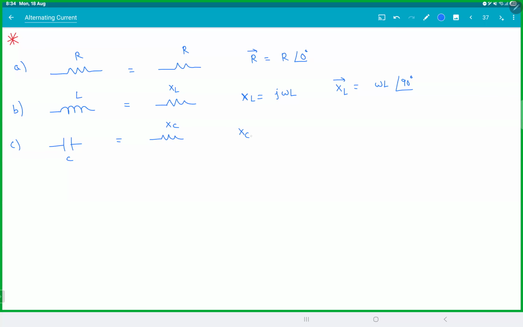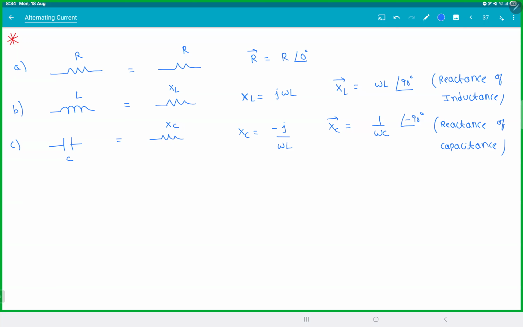This is XC, so XC is minus J by omega C. XC bar is 1 by omega C, minus 90 degrees. So these are called reactances of inductance and reactance of capacitance. Now, if you have a combination of all this stuff, we'll get a complex number.